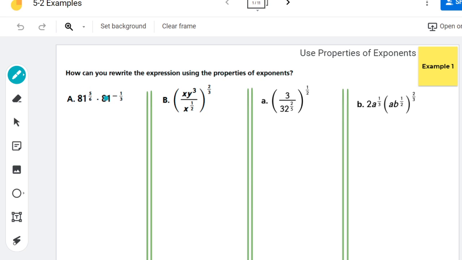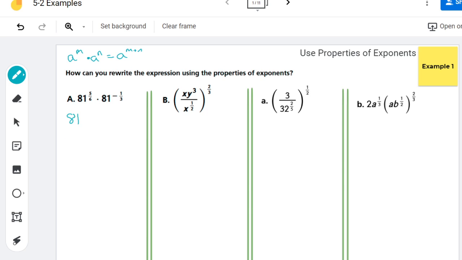Now remember, if you have two values being multiplied together that have the same base, all that you need to do is combine them into a single power or a single base and add the exponents like this. So this is the property that I'm following. It's called the product property, for those of you who are wondering. So in this case, both of my bases are 81.